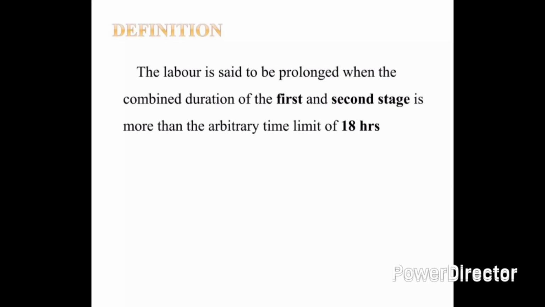In normal labor, the average duration of the first stage is 8 to 12 hours in primigravida and 6 hours in multipara. In the second stage, the average duration is 2 hours in primigravida and 30 minutes in multipara. If it takes more than 18 hours, it is prolonged labor.